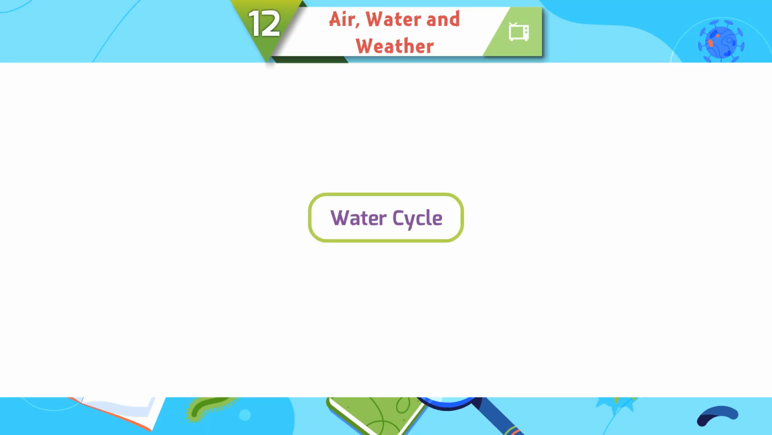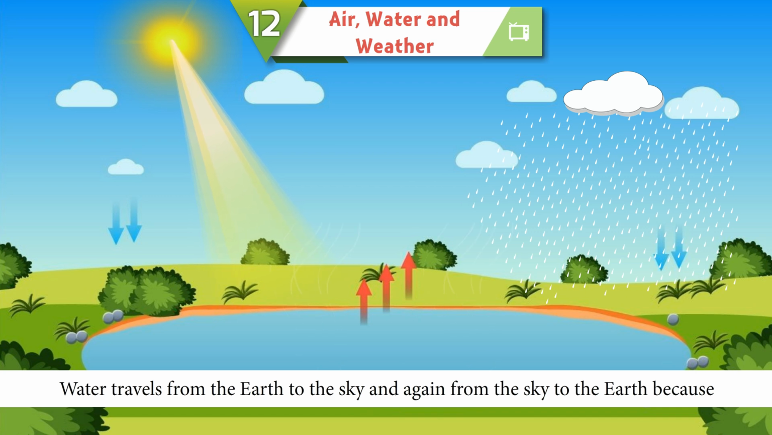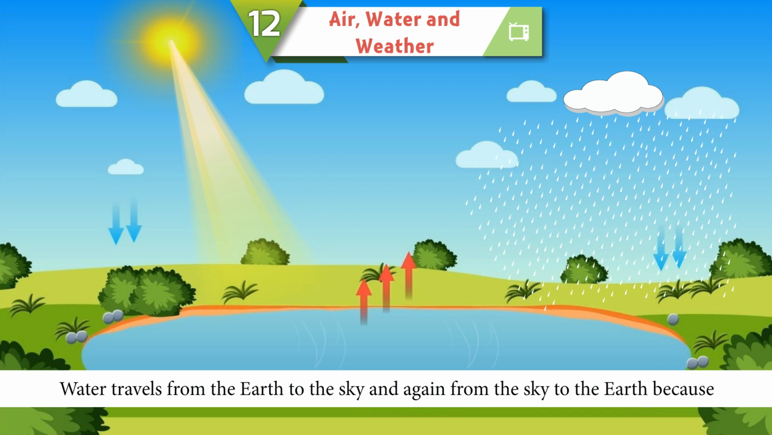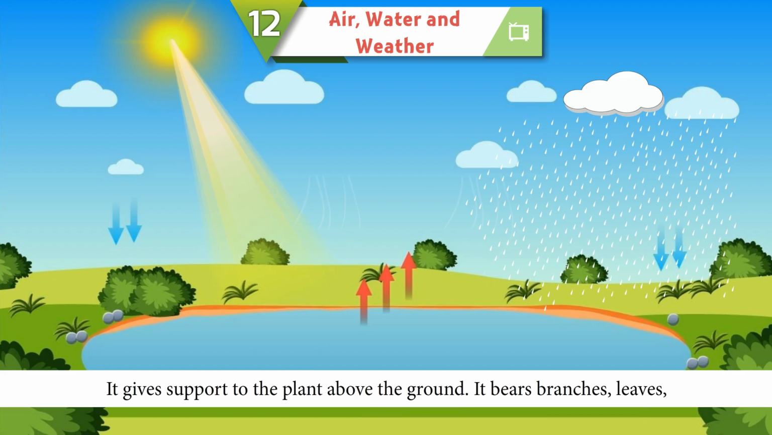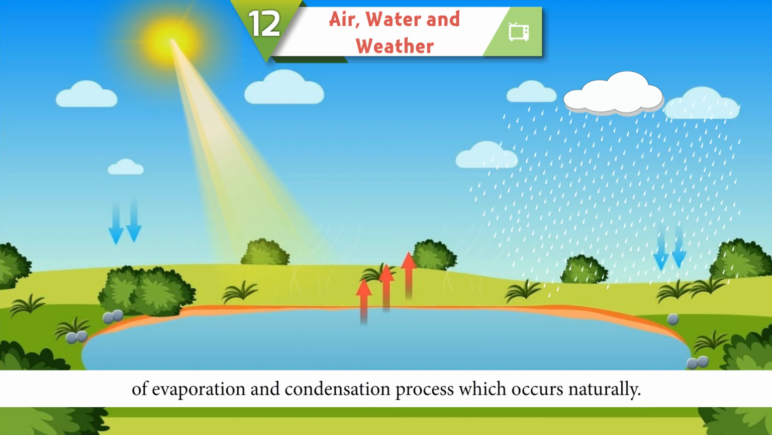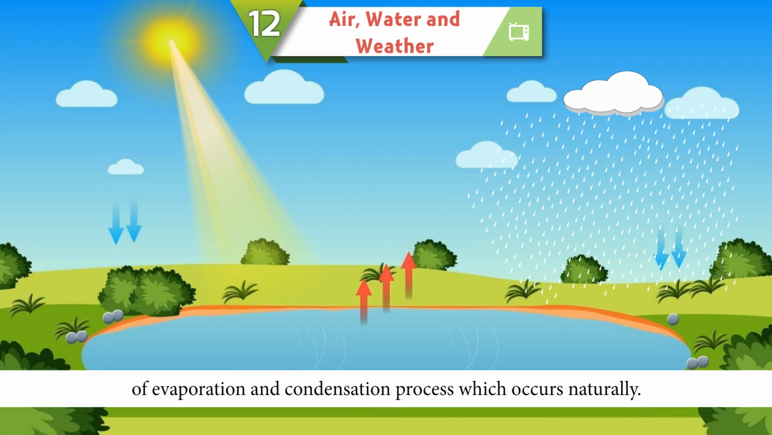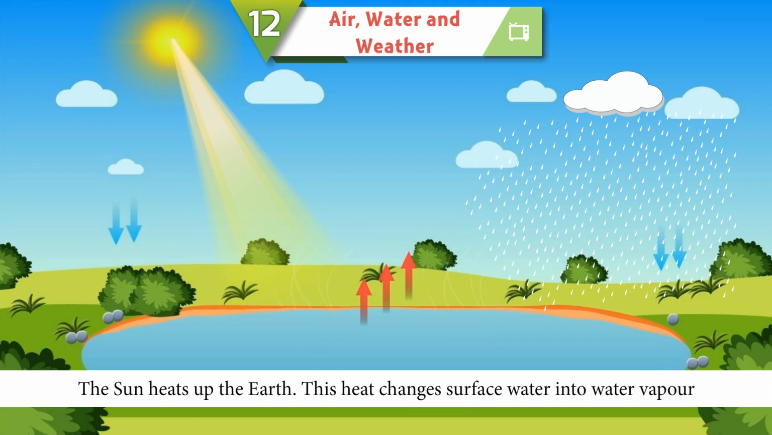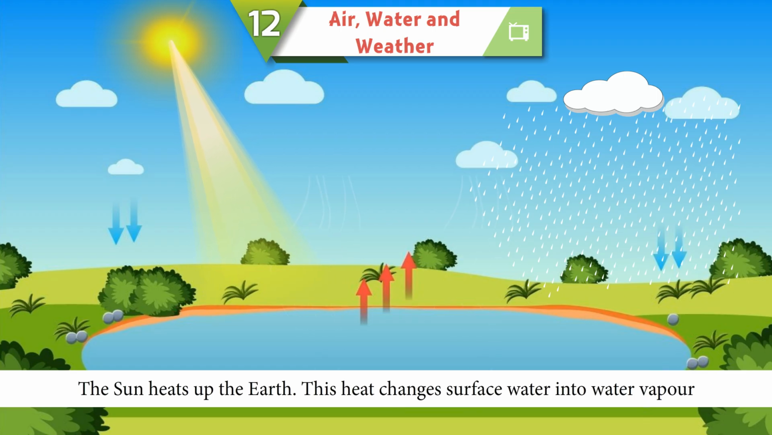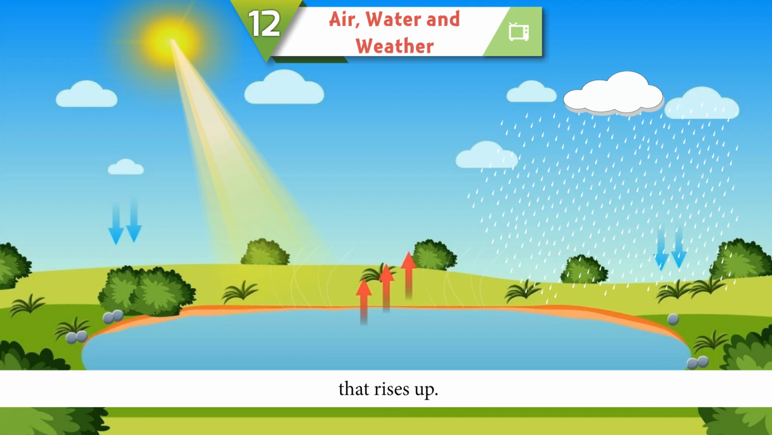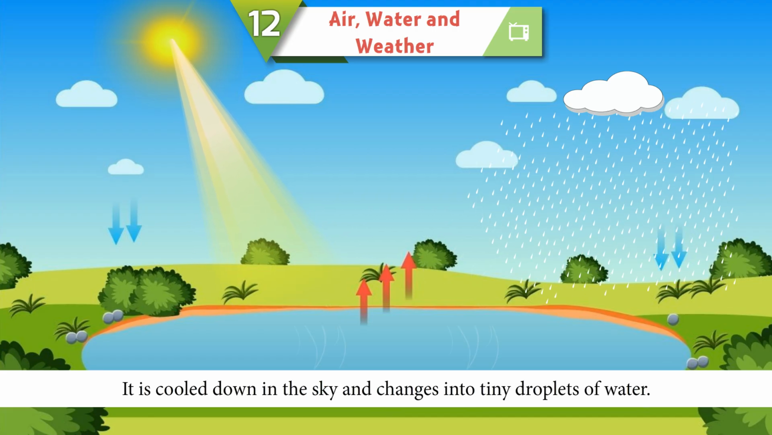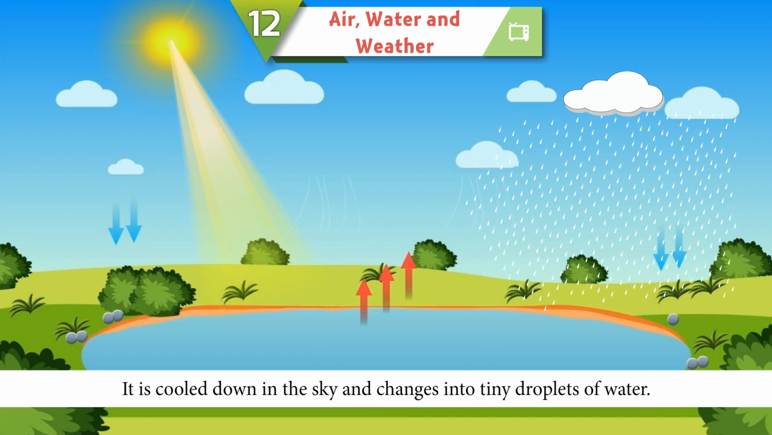Water cycle. Water travels from the earth to the sky and again from the sky to the earth because of evaporation and condensation process which occurs naturally. The sun heats up the earth. This heat changes surface water into water vapor that rises up. It is cooled down in the sky and changes into tiny droplets of water.